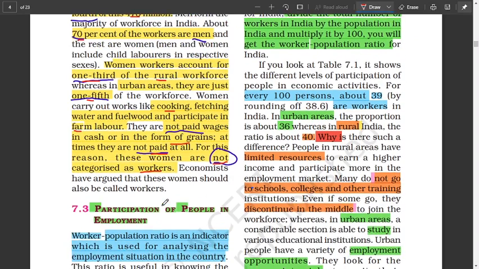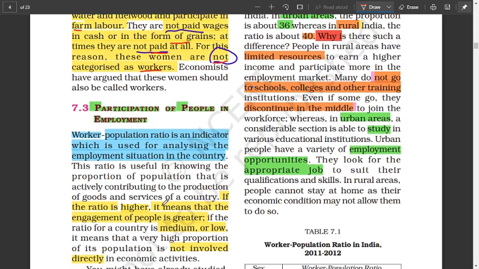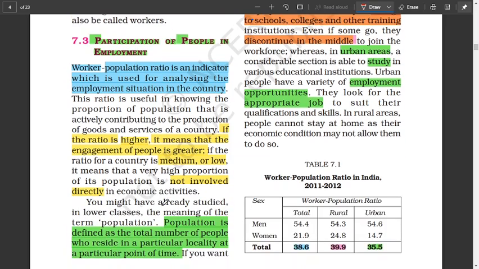Okay, now let's look at India and how we in India participate in that employment process. To learn about that, we have to learn about this concept of worker population ratio, meaning workers divided by population. You come to a ratio. What is that? It is an indicator which is used for analyzing the employment situation in the country. If you divide the workers by population, women workers by population, male workers by population, urban workers by population, and so on, you come to know about the situation of employment in the country. You can analyze through this ratio.